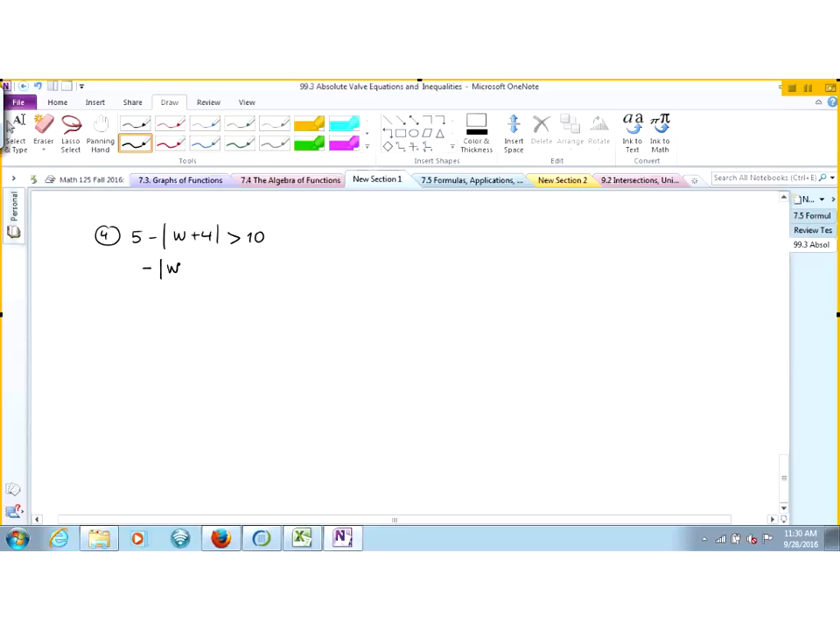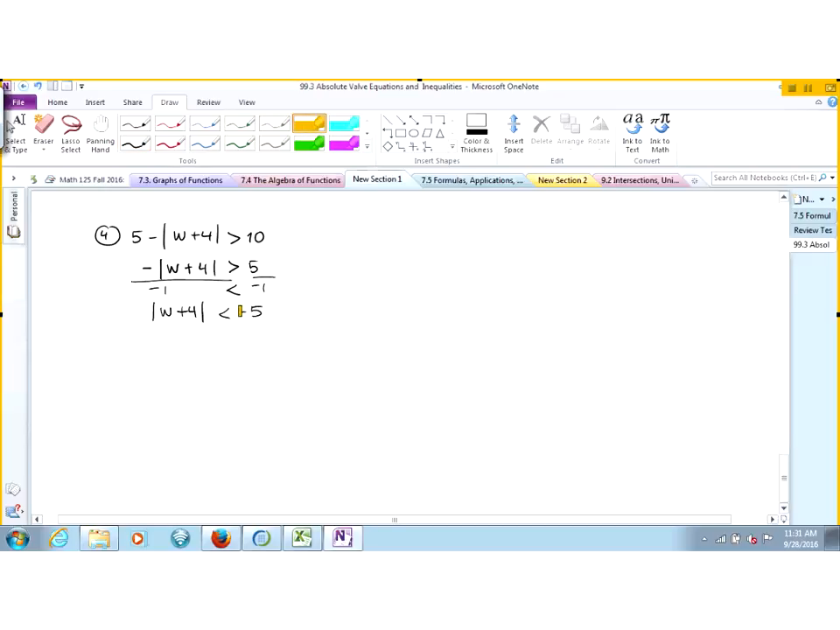So, negative of w plus 4 greater than 5. And then? Okay. So, divide by negative 1, and then switch the sign. Absolute value of w plus 4 is less than negative 5.